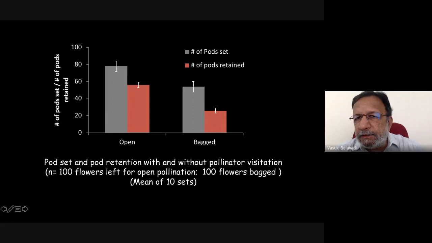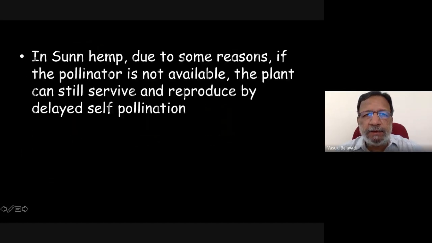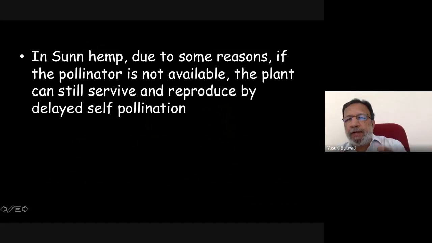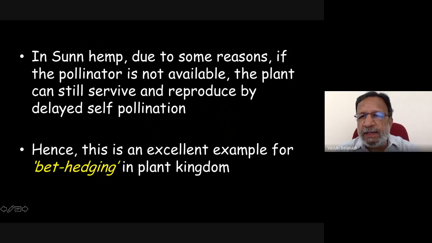Now the interesting thing here is, if the pollinators are not visiting in nature, the sunhemp is still capable of setting nearly 50% of its seeds. Okay, so that is the interesting thing. Supposing the sunhemp is cultivated in an area where the pollinator is not there, where the megachilids are not there, megachilid nesting sites are not there, and the activity is not at all there, the plant can still survive and reproduce by delayed self-pollination. This is what is called delayed self-pollination. Hence, this is an excellent example for bet hedging in the plant kingdom.